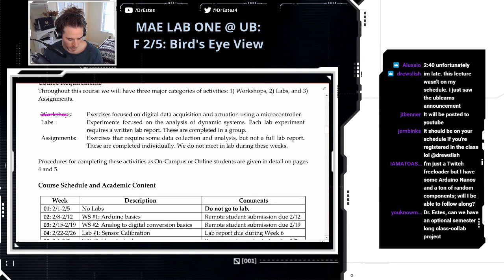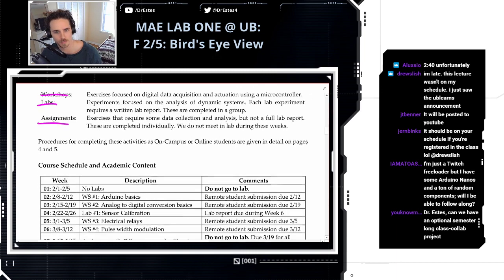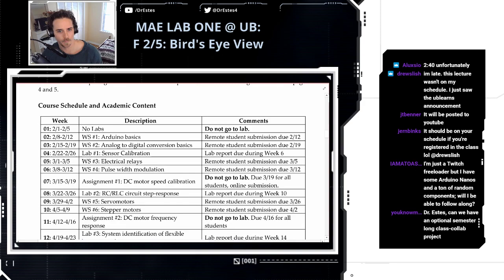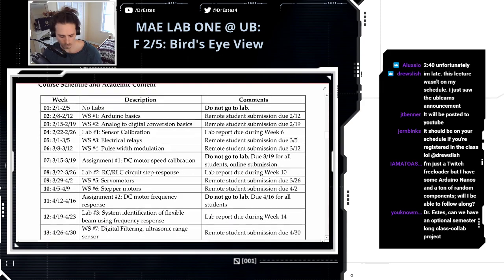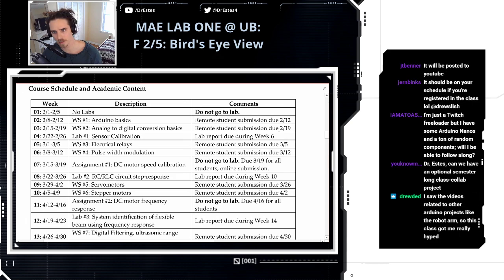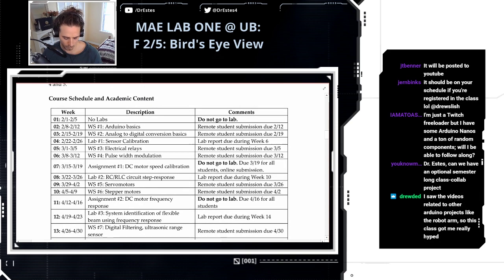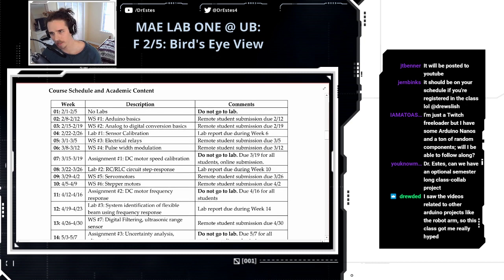Workshops, assignments, labs. Those are the 3 types of exercises we do. So this is our tentative schedule. This is how I see things going. If I need to change anything, I'll give you announcements. I'll let you know in advance.